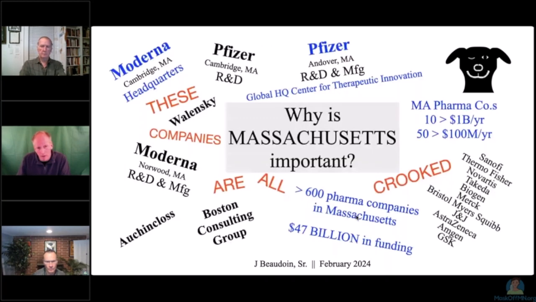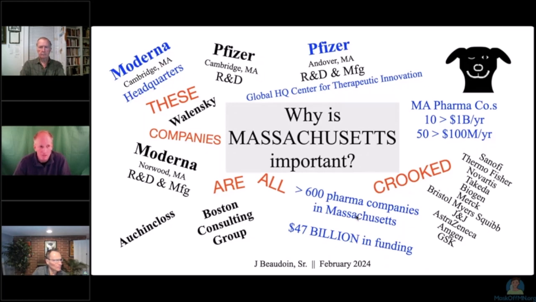All right. Now, yes, I'm in Massachusetts, but why is Massachusetts so important? I'm sorry, but Massachusetts did this to the world, along with New York and New Jersey. I'll tell you in the next slide, but Moderna's headquarters is in Massachusetts. Their R&D is in Massachusetts, some of the manufacturing. Pfizer's divisional headquarters for their mRNA vaccine is in Massachusetts. Massachusetts has 10 companies over $1 billion a year in revenue, and 50 companies over $100 million a year in revenue.